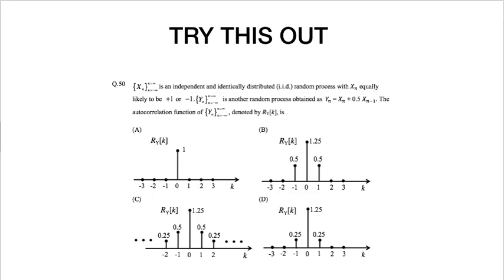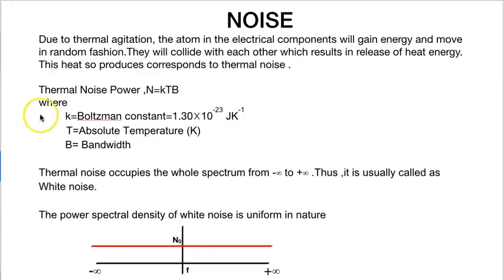Let's go to the next topic, that's noise. What is actually noise? Noise is a thermal agitation: the atoms in an electrical component gain energy and move in a random fashion. They collide with each other, which results in release of heat energy. This heat so produced corresponds to thermal noise. Thermal noise power can be calculated with the formula KTB, where K is the Boltzmann's constant, T is the temperature, and B is the bandwidth.